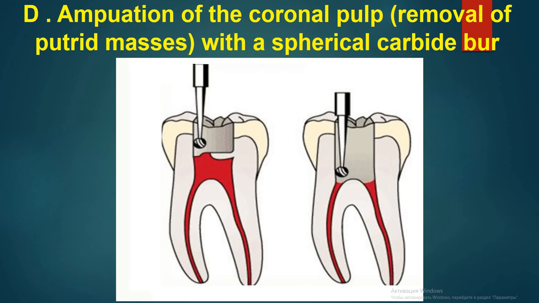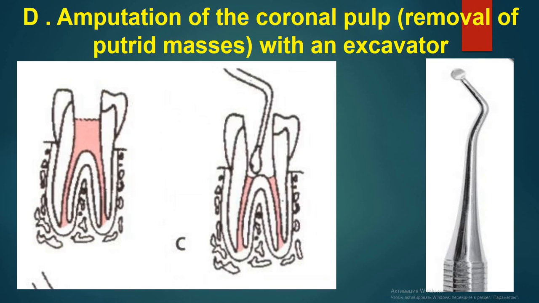Stage 5D, 4D. Amputation of the coronal pulp, removal of putrid masses with a spherical carbide bore. And in this slide we see stage 4D, amputation of coronal pulp, removal of putrid masses, but with an excavator.